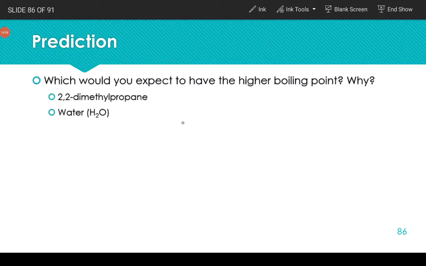Now I want you to make a prediction. Which will have the higher boiling point and why? 2,2-dimethylpropane, or water? Make a claim and provide evidence and reasoning for your answer. Pause the video and then unpause the video when you're ready to check your work.